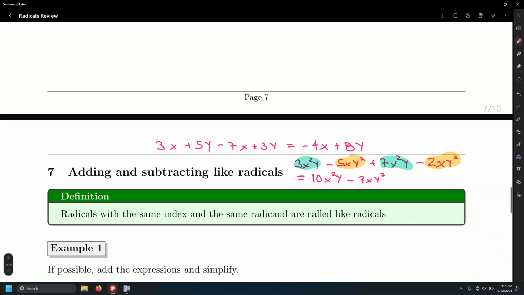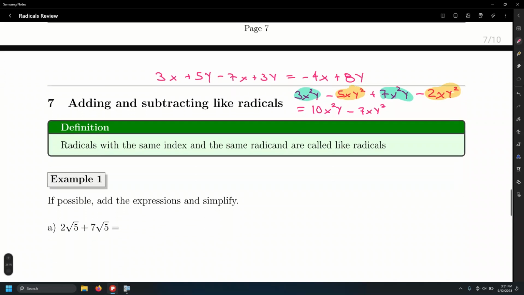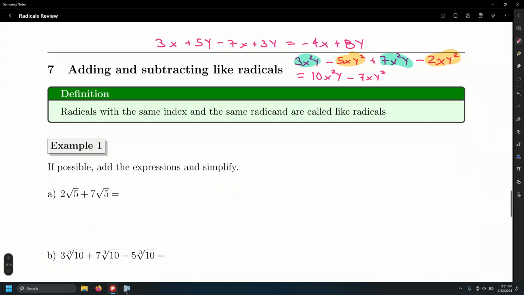How are we going to extend this idea or this concept to radicals? Well, like radicals are radicals that contain the same index, that is, they're all square roots or all cube roots, etc., and contain the same quantity inside of the radical, that is, the radicand. All right, let's have a look at this. So, if possible, add the expressions and simplify.